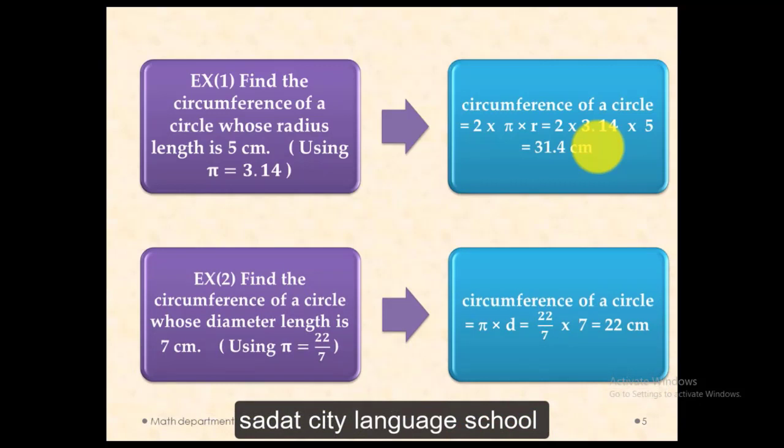For this exercise, he gave me the length of the diameter, so we must use the second rule. The second rule says what? Circumference of the circle equals pi times diameter. He gave pi equal 22 over 7, and the diameter equal 7, so 22 over 7 times 7 equals 22 centimeter.